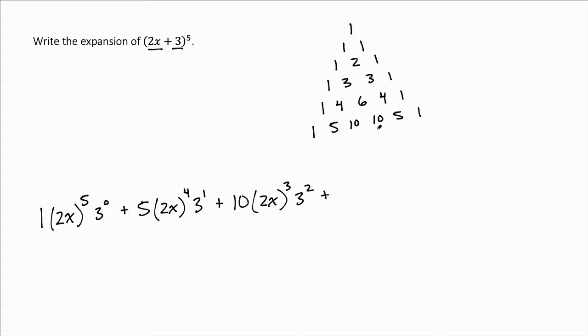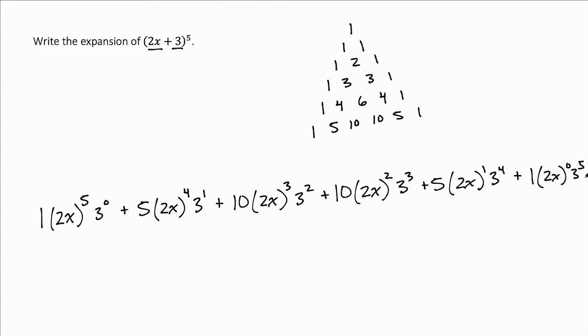Plus, my next coefficient is also 10. (2x)^2, 3^3. Note that the exponents always add up to 5, which is that exponent right there. Plus, my next coefficient is 5. (2x)^1, 3^4, and then plus 1, (2x)^0, 3^5.